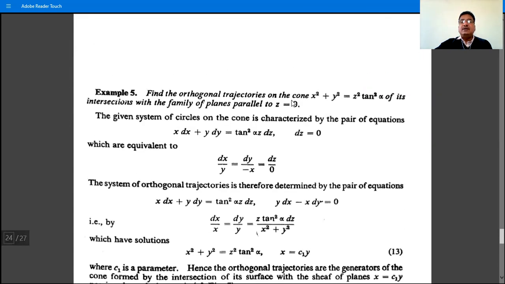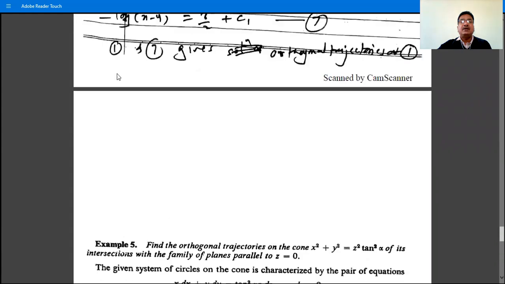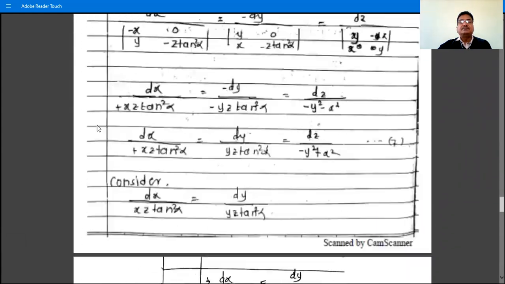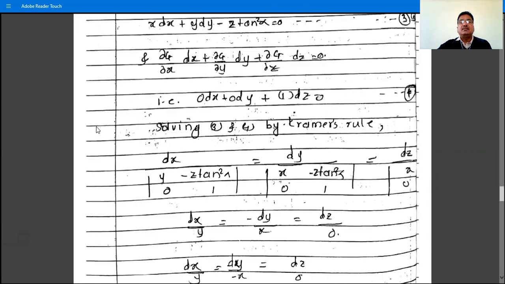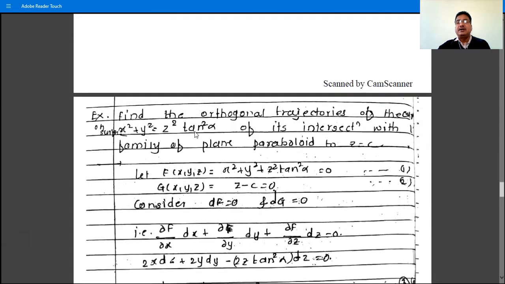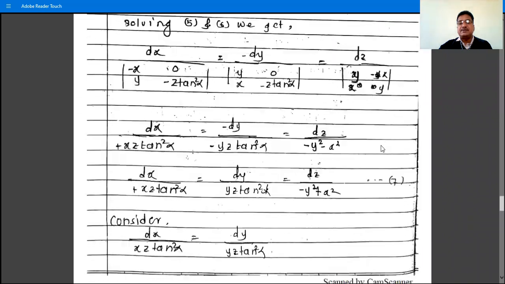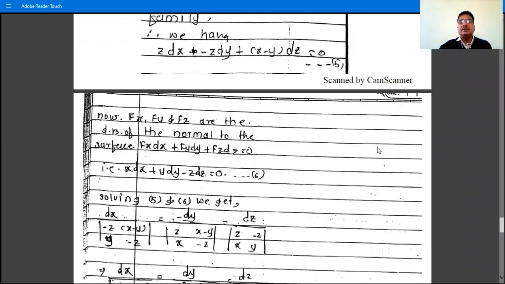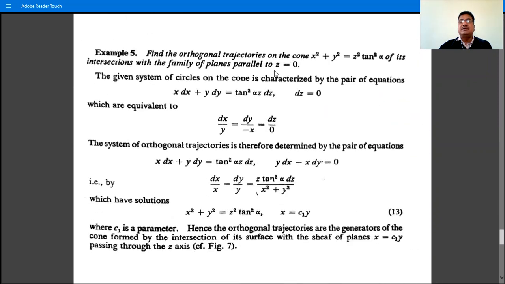Then find the orthogonal trajectories on the cone x square plus y square is equal to z square tan square alpha, of its intersection with the family of planes z is equal to 0. So this is example number 5, and in this example, find the orthogonal trajectory of x square plus y square is equal to z square tan square alpha, its intersection with the plane z is equal to c. These two examples are the same. In the place of z is equal to c, in this example z is equal to 0. So write the capital F and capital G and apply the whole procedure. We have the answer.